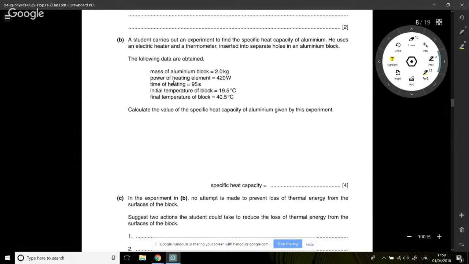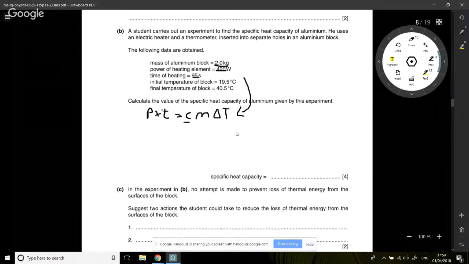Let's see what we've got here. Okay, we've got the power going in, we've got the mass, we've got the time. So we can take the power, times it by the time, and equate that to the specific heat multiplied by the mass multiplied by the change in temperature. Rearrange this for this, plug in these numbers, and you should get your answer.